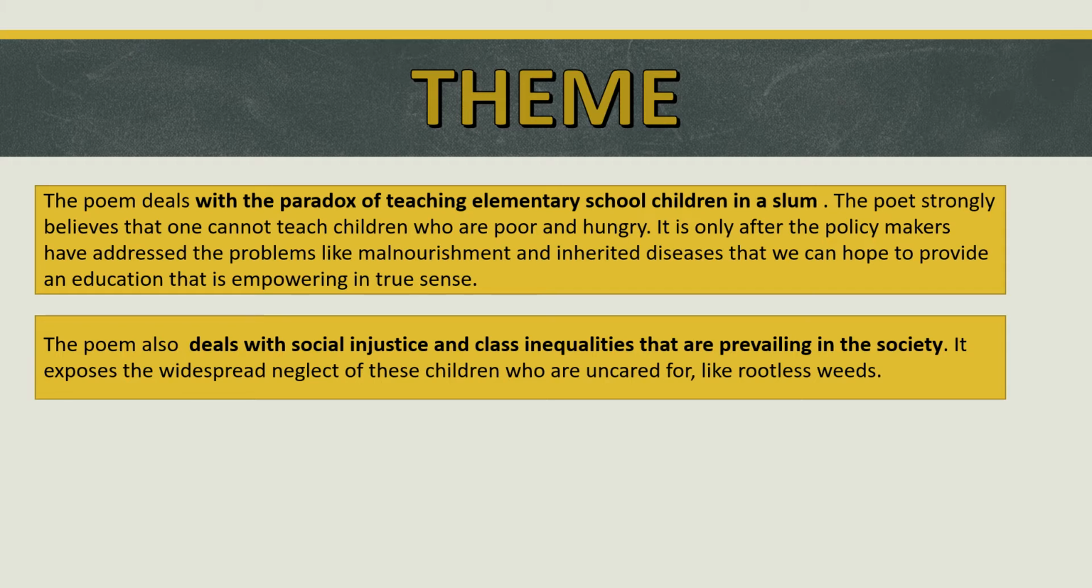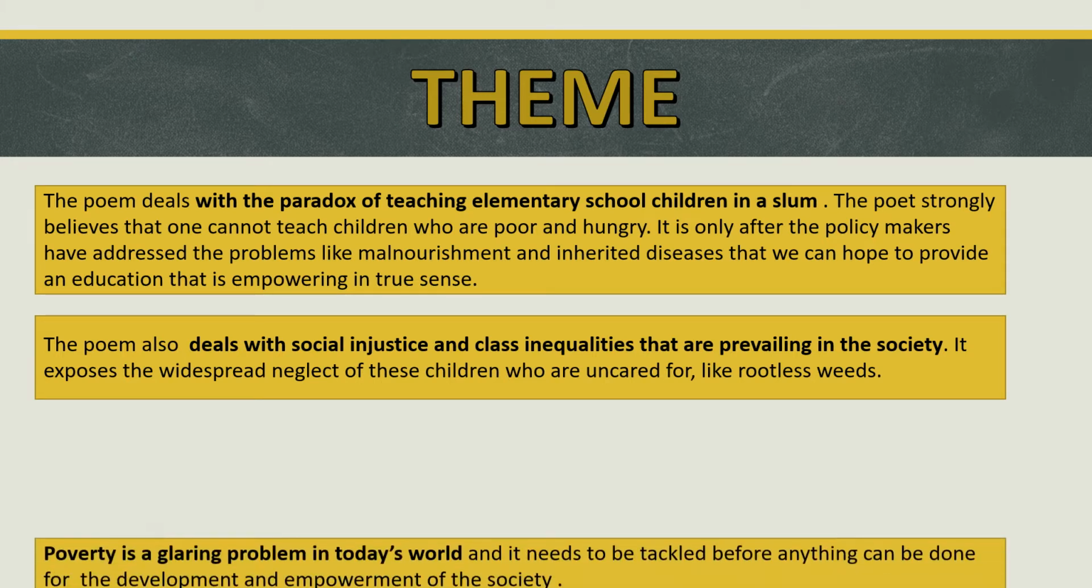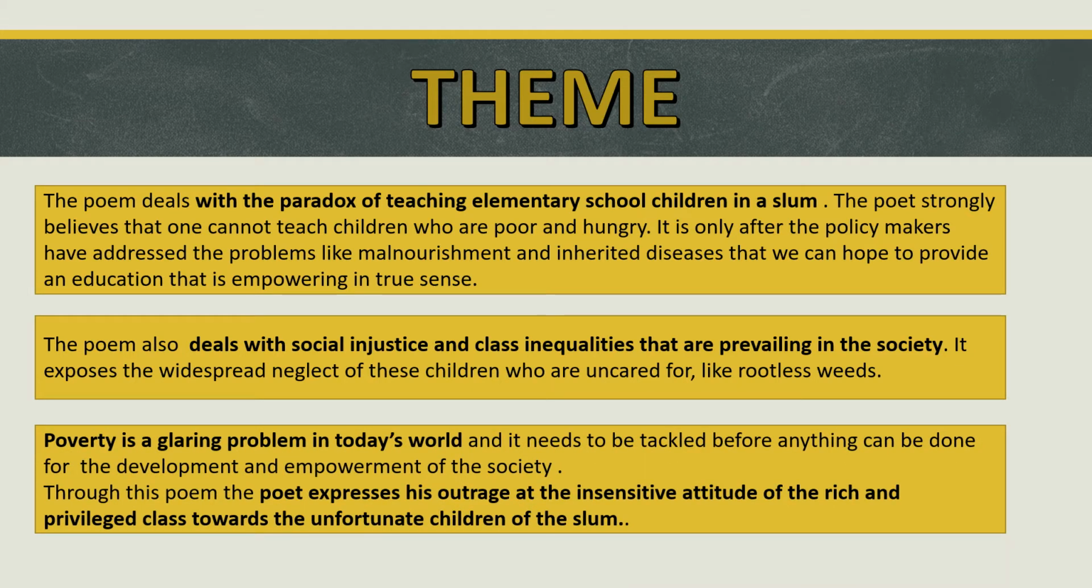The poem also deals with social injustice and class inequality. It exposes the widespread neglect of these children who are uncared for like rootless weeds. Poverty is a glaring problem in today's world, and it needs to be tackled before anything can be done for the development and empowerment of the society. Through this poem, the poet expresses his outrage at the insensitive attitude of the rich and the privileged class towards these unfortunate children of the slum.